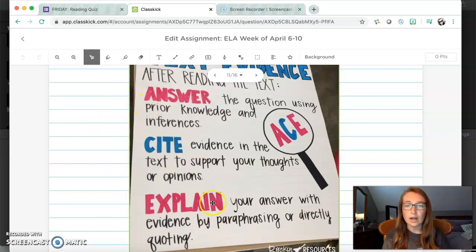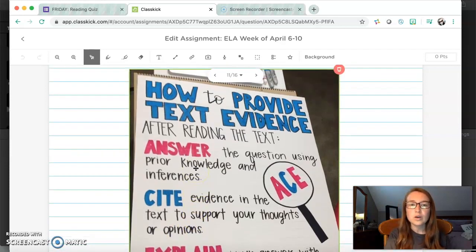Okay, and then lastly, but super important, we have to explain our answer with evidence that we got from citing by paraphrasing or directly quoting. So this ACE method really builds on each other. You have to answer it, and then you have to find that evidence that supports it, and then you have to explain it by showing the quote and or paraphrasing, okay? So I'm going to model for you guys how we could do this.